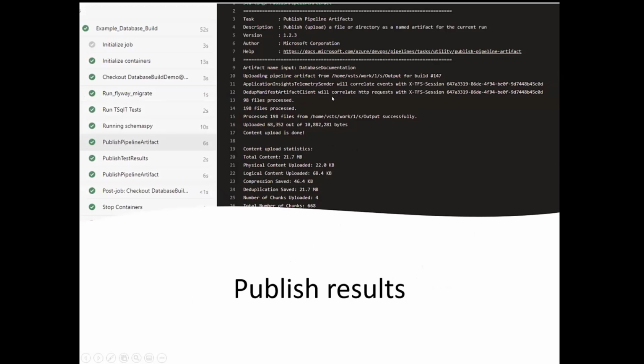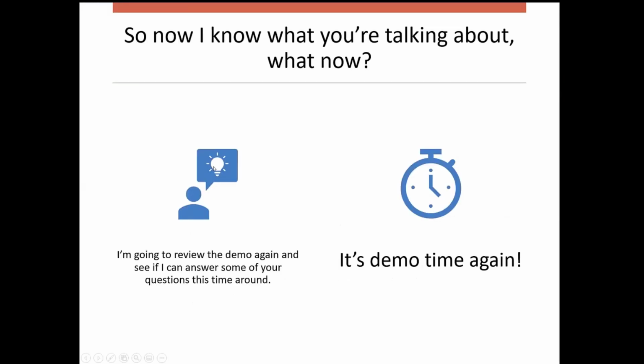So here's where it's publishing the artifact. And here's how it would look for your artifacts, like results. And that's it. So now you know what I'm talking about. I'm going to review the demo again and see if I can answer some of your questions this time around. Let's try this demo again. This time I'll show you the actual code itself.